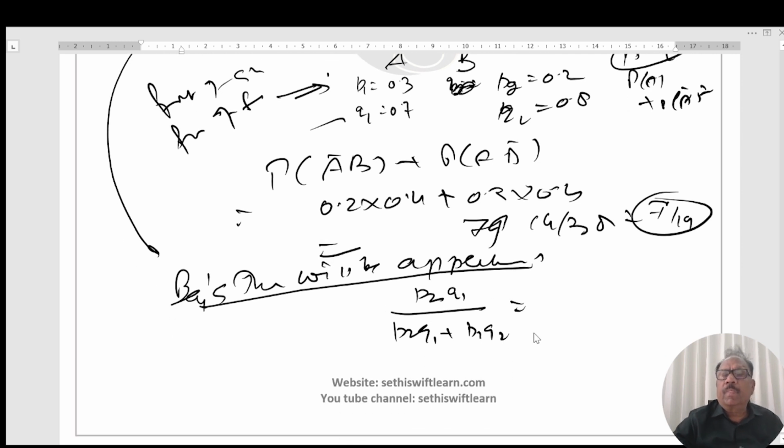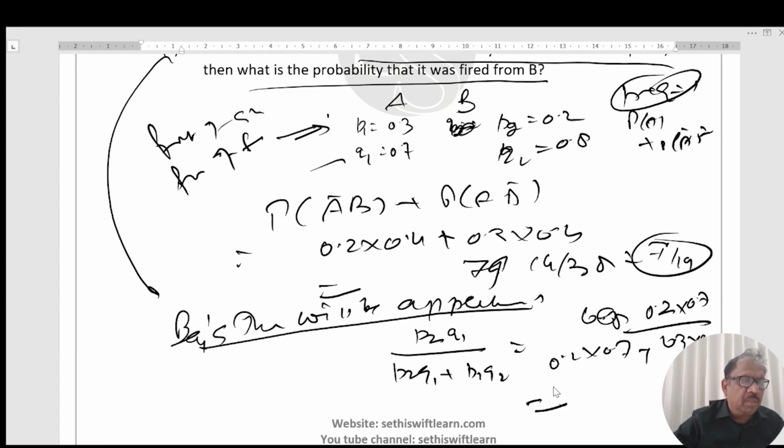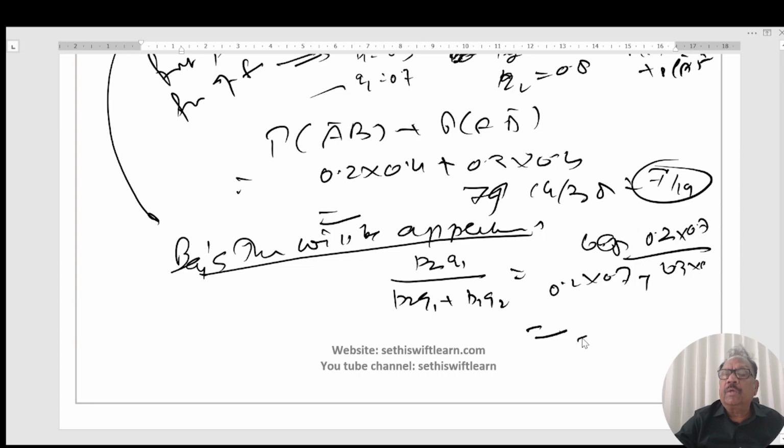Simplify the answers. In this case, P2 is 0.2, Q1 is 0.7. So 0.2 into 0.7 over 0.2 into 0.7 plus 0.3 into 0.8. On simplification, we get the answer, right? Simplify it. This is the application of Bayes' theorem.